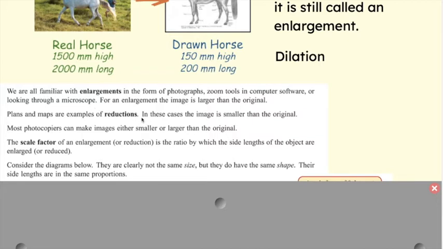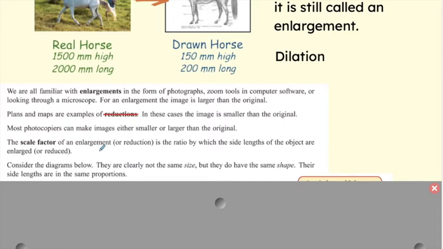Now, here's where we're going to differ. We're going to use the term enlargement for everything. We're not going to use the term reductions at all, but it is nice to see it and know that it's not wrong. We're just not going to use it. Everything's going to be an enlargement.